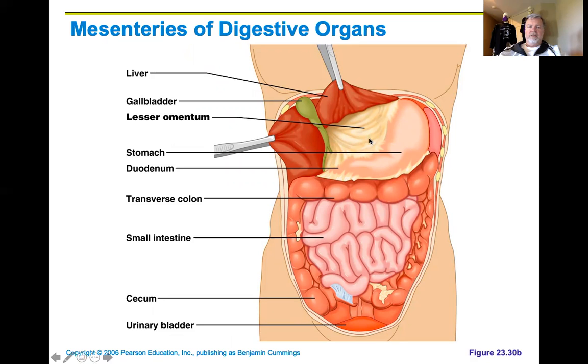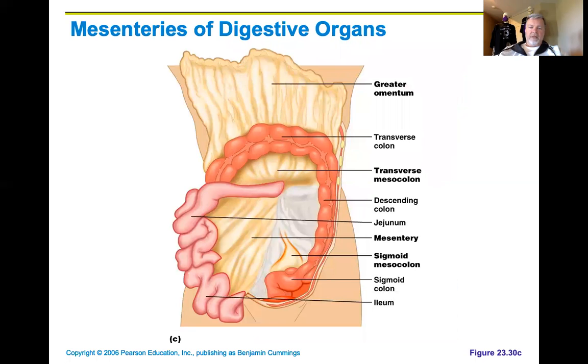You've got the lesser omentum in this picture here. We can go to the greater omentum. There it is. Okay. But anyway, this mesentery is a very thin tissue that holds your organs in place. If you've ever heard of anyone having a hernia, that is a tear in the mesentery.